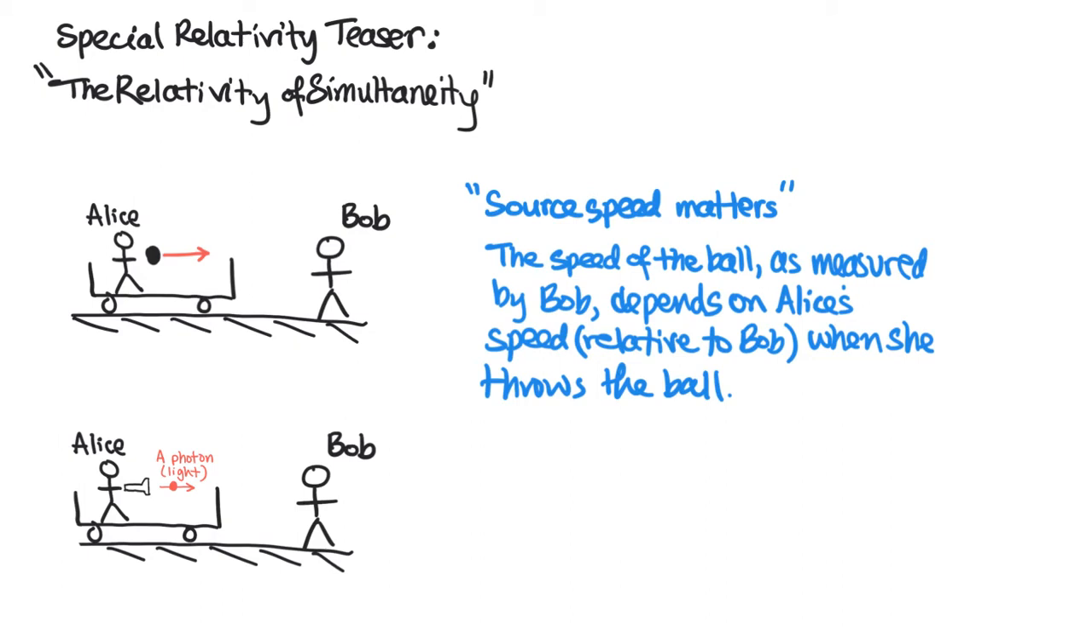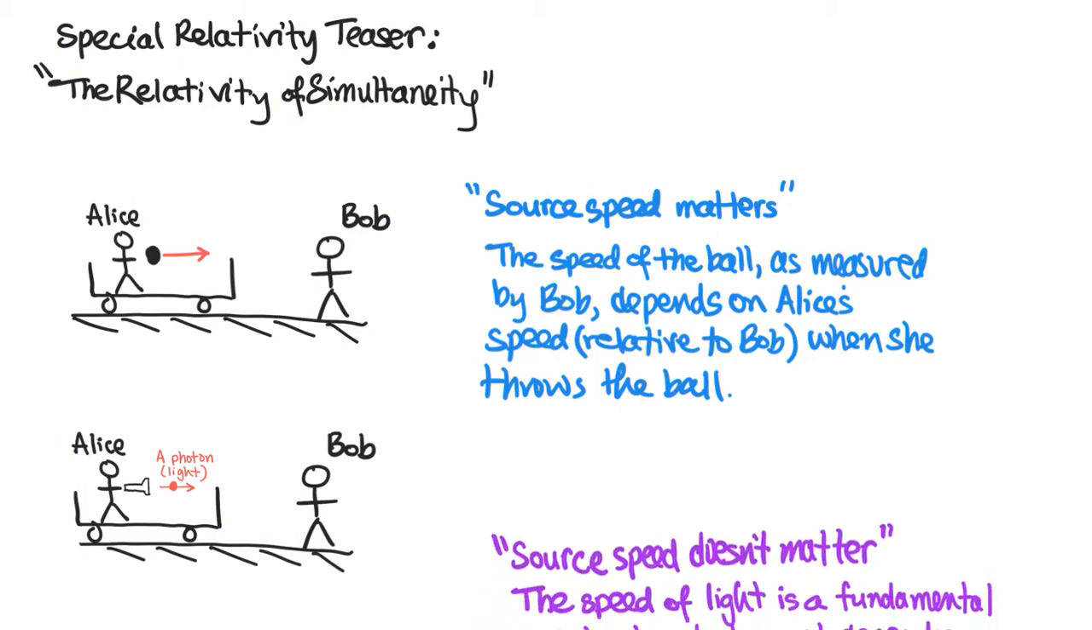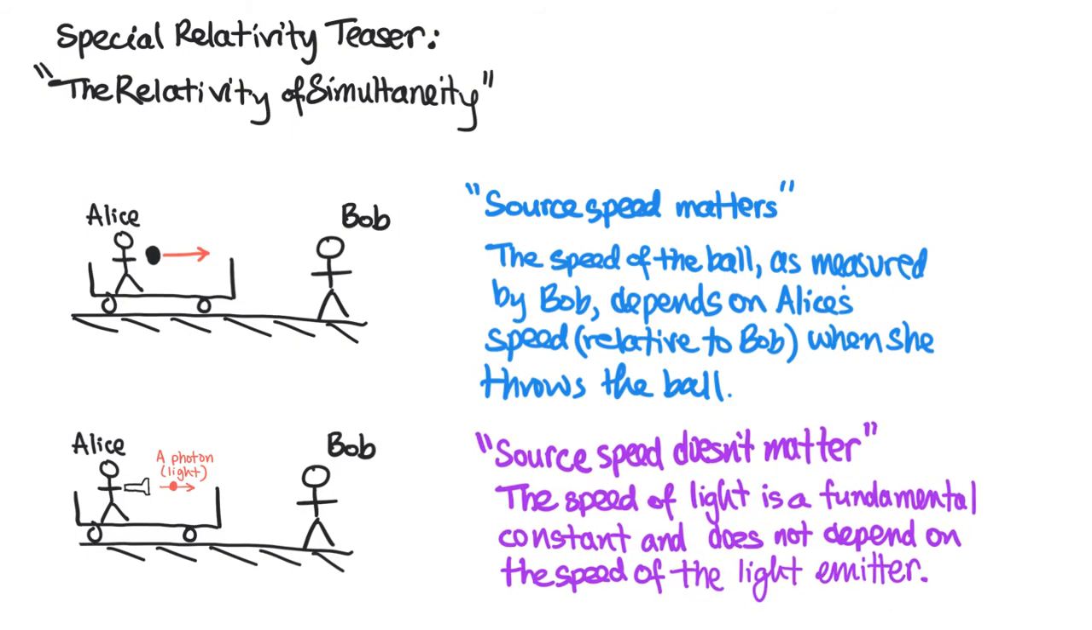So here we have a new principle then. Instead of source speed matters, Einstein is telling us that for light, source speed doesn't matter. It's as if Bob would measure the ball traveling 3 miles per hour, whether the train were moving or not.